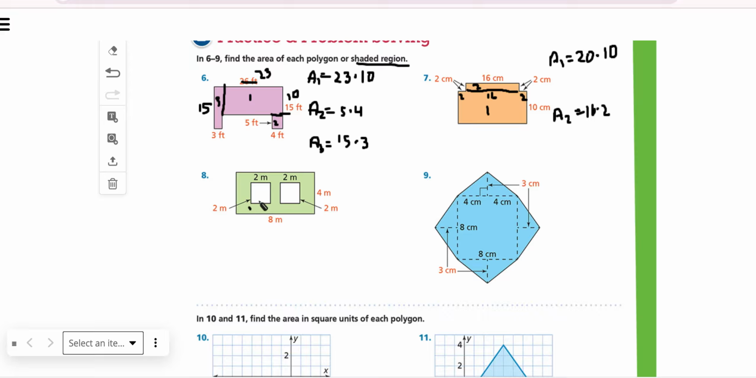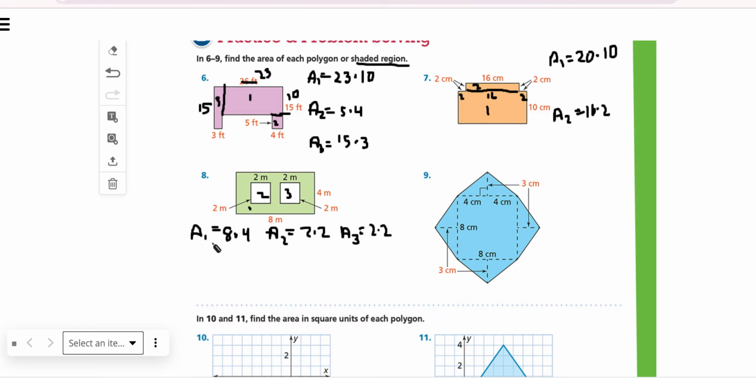So we're going to have 1, 2, and 3. 3 things that we're doing. So area number 1 is going to be a rectangle, length times width, so that's 8 by 4, 8 by 4. That's going to give you an answer. Area number 2 is going to be this little square. That little square is 2 by 2, so 2 times 2. And area number 3 is going to be another 2 by 2. Okay, so 2 by 2.